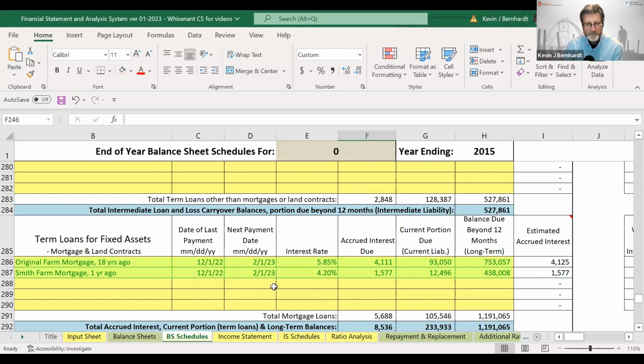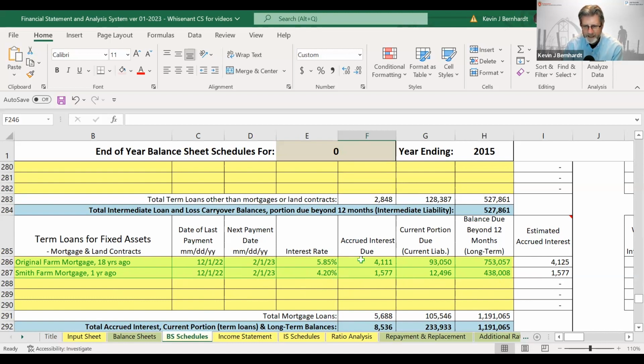Next payment date is there. We have the interest rates. We have the current portion that's due in the next 12 months. And we've recorded what's due beyond that current portion. And then we have the accrued interest.